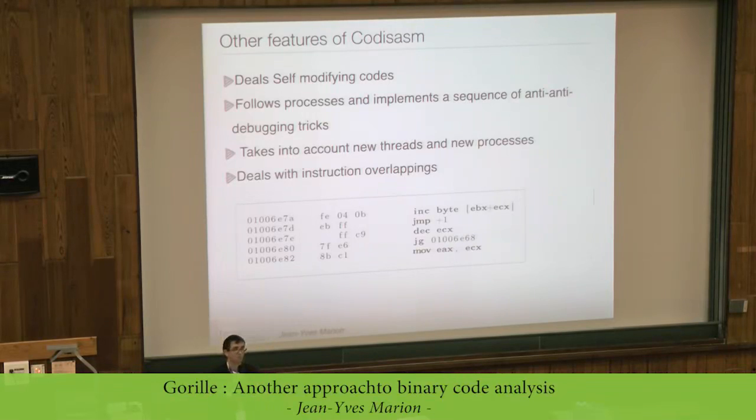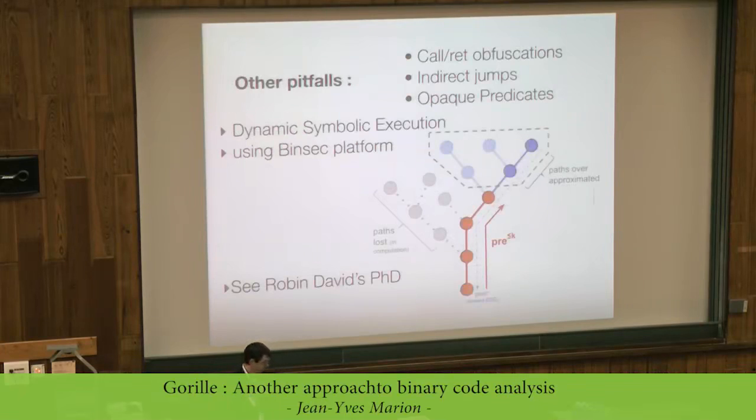I'm just talking about the tracer, just a few words. We implement a lot of countermeasures to avoid evasion techniques used by malware writers. There are, of course, other difficulties, and I see that Robin is somewhere there. You had a talk by Robin yesterday, I think, about this subject, so I will be very brief.